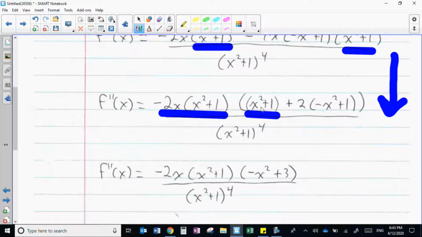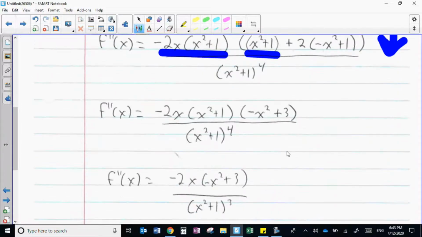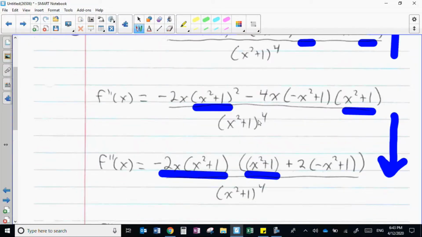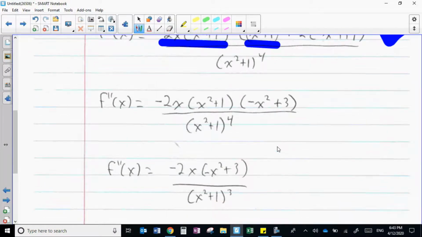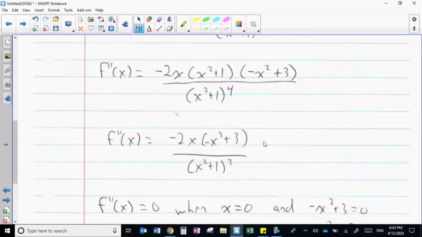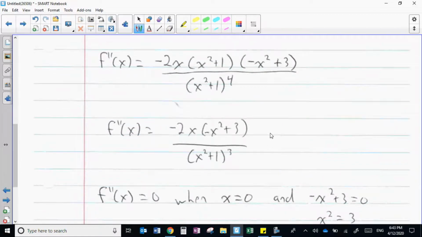I cleaned up what's in these brackets here to produce negative x squared plus 3. And then also notice that x squared plus 1 can now be divided off the top and bottom of this rational expression. In fact, you could have done that right up here if you saw that as well. And so here's what I get. F double prime of x equals negative 2x times negative x squared plus 3 over x squared plus 1 cubed. When is that equal to 0?